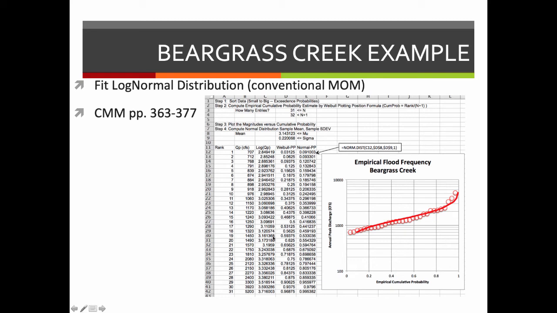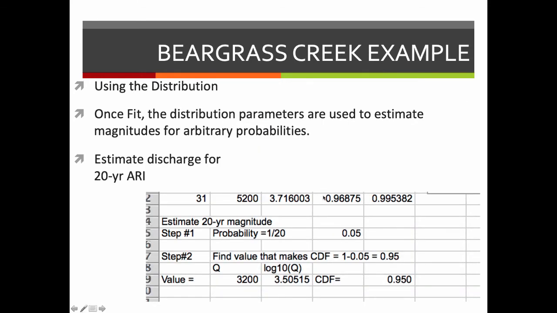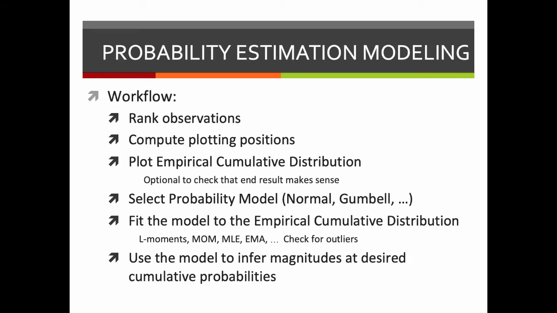And the log normal is we fit the logs of the observations. And so the mean is the log mean and the log standard deviation, and that produces the red line here, which passes nicely through the observations. Once fit, we can use the distribution parameters to estimate the probabilities of specified discharges. 3,200 is 95%, and that is how probability estimation modeling is done.